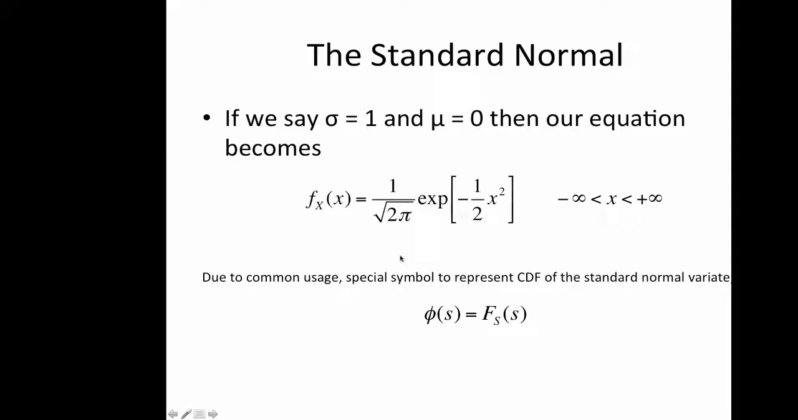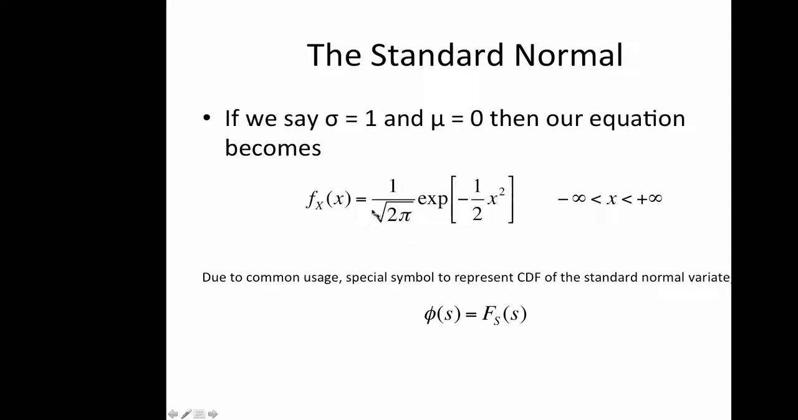This leads us to the standard normal. So if we say that we have a standard deviation of 1 and a mean value, or a central value of 0, then our equation that we presented before simplifies to this expression here. So this is the equation for the PDF of our standard normal distribution.